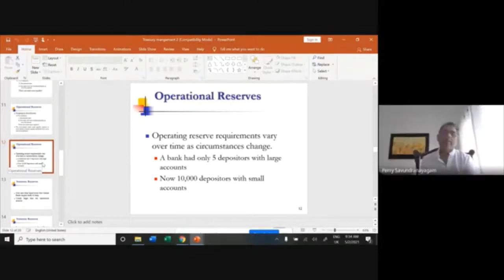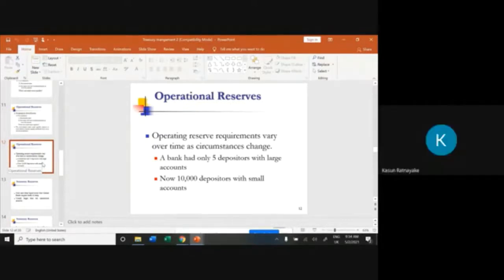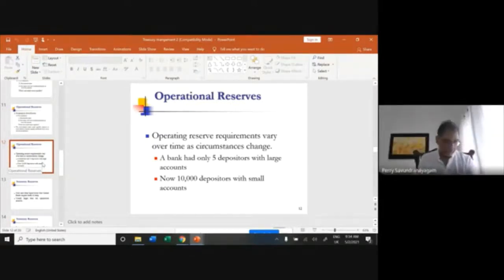But that's right. Less concentration. Yeah, it's basically you're sharing the risk. That's right. You're both right. You're sharing the risk, right? So you would rather have 10,000 depositors with small accounts than 5 depositors with large accounts. So there are various ways of looking at this, right?